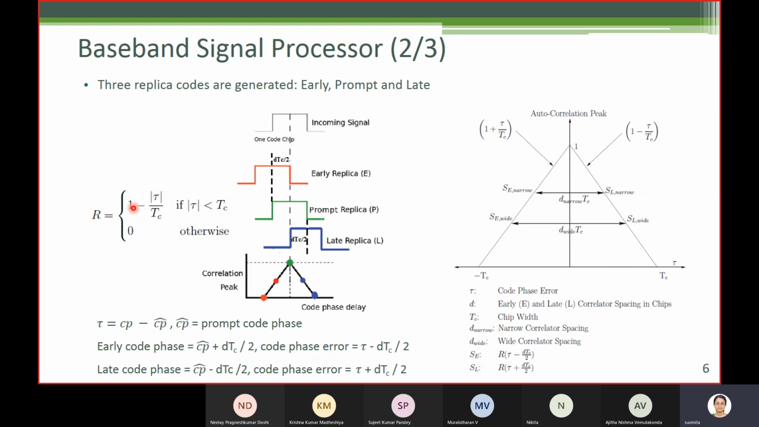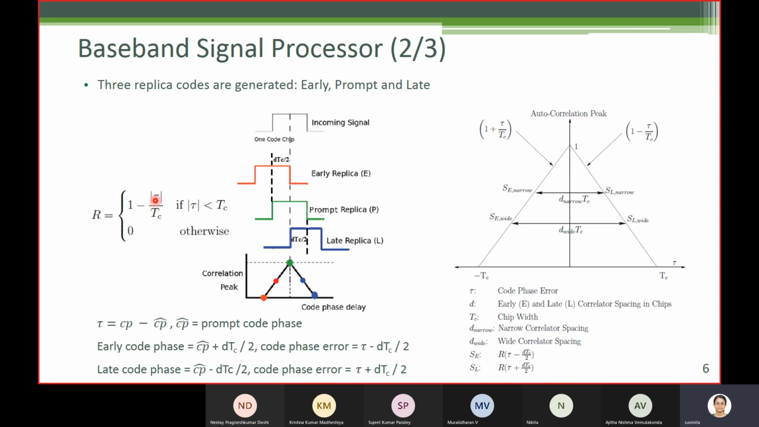This is the mathematical function: 1 minus mod tau by TC. Tau is the code phase alignment error. This has a value within plus minus TC. Outside that range, it is 0. R is the notation that we will use for the autocorrelation function in our subsequent discussion.